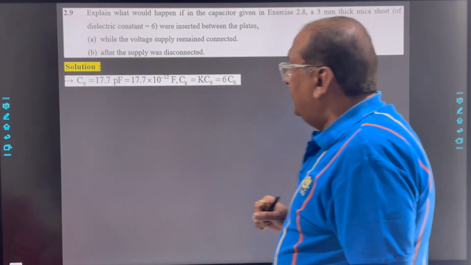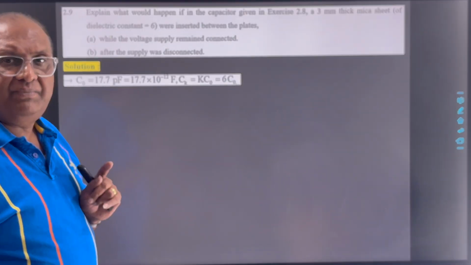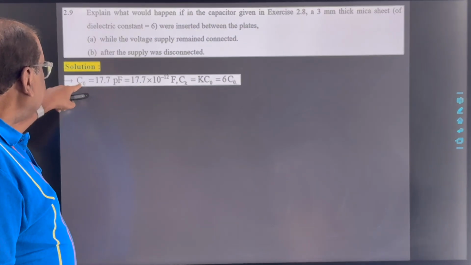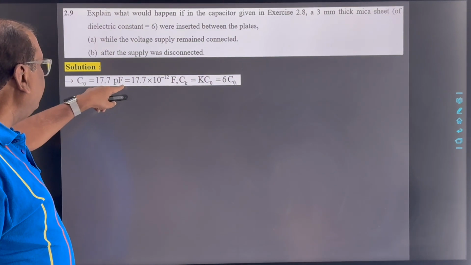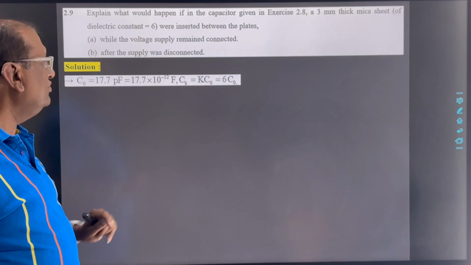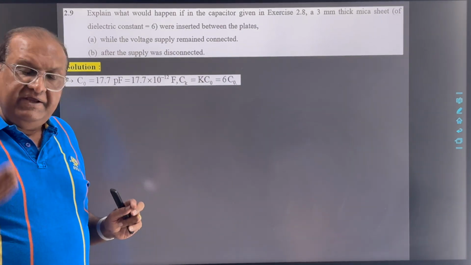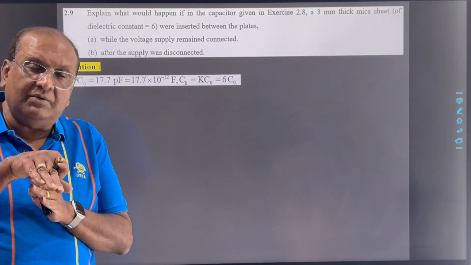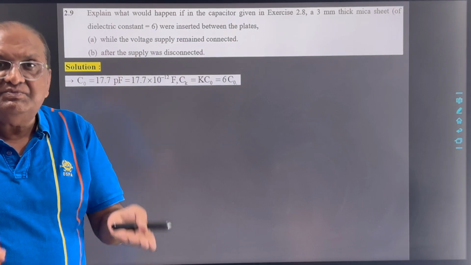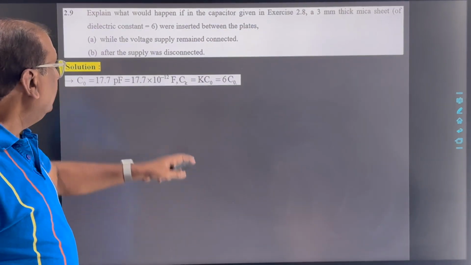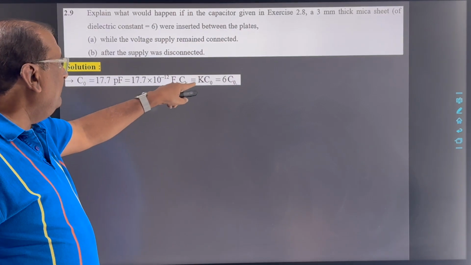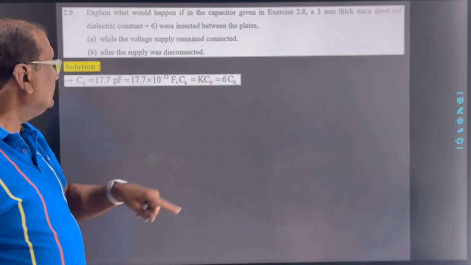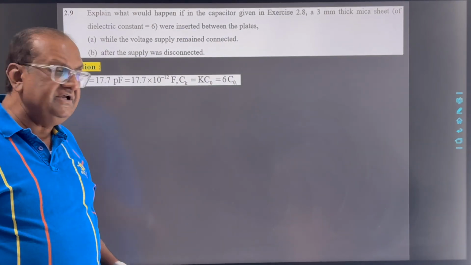Now, here in previous example we calculated the capacitance of the given capacitor, and that is C0 equal to 17.7 picofarad, that is 17.7 into 10 raised to minus 12 farad. If a substance of dielectric constant K is introduced between two plates of the capacitor, the capacitance becomes K times. So now here Ck will be K C0, K dielectric constant is given to you, 6. So Ck will be 6C0.